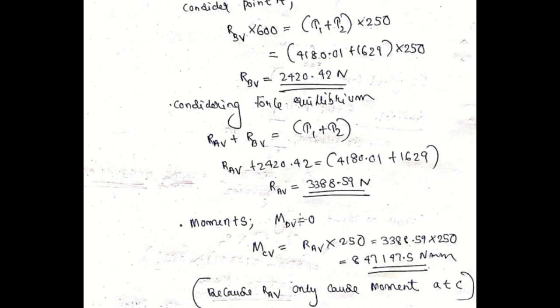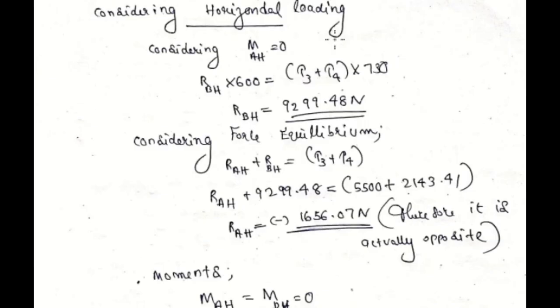So now we have the vertical component at the point C. Okay, so considering the horizontal loading, same way we can do it. We know MAH will be 0. There's no moment at the point A, there is no force influence, so obviously MAH will be 0. So by using the relation, you can find RBH. The moment about point A will be 0, so you can use that equation to find RBH.